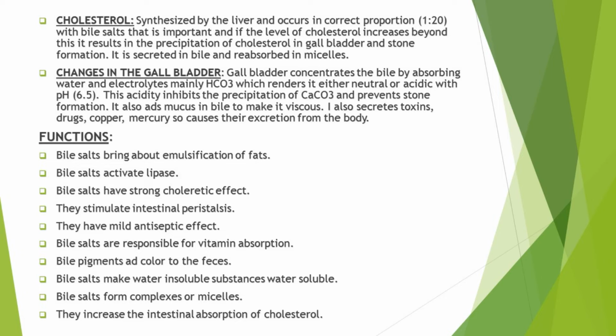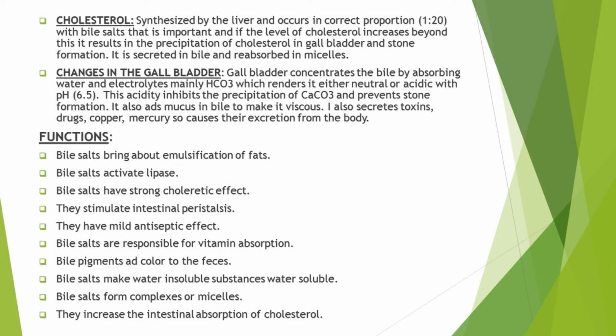So gallbladder mainly absorbs the bicarbonate from the bile and renders it either neutral or acidic with pH of 6.5. Initially, the bile was highly alkaline with the pH of around 7.8 to 8.6 due to presence of high levels of bicarbonate ions. But in the gallbladder, as these bicarbonate ions are absorbed by the gallbladder, it becomes either neutral or acidic, and its pH changes to 6.5. This acidity has an important role, and that role is that this acidity inhibits the precipitation of calcium carbonate within the gallbladder, and in this way it prevents the stone formation in the gallbladder.